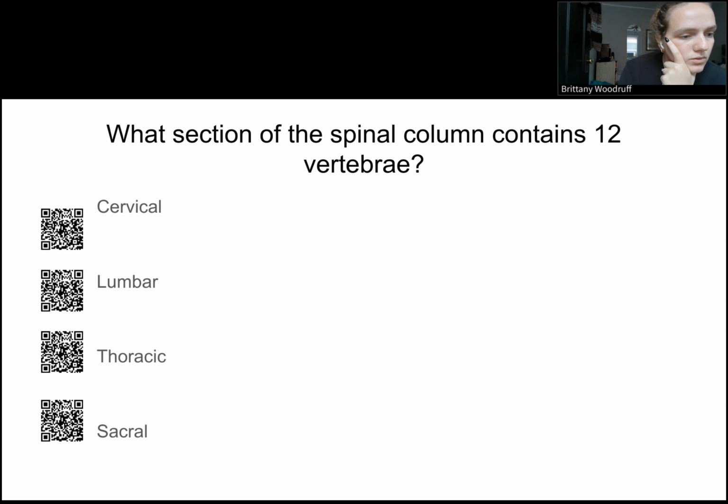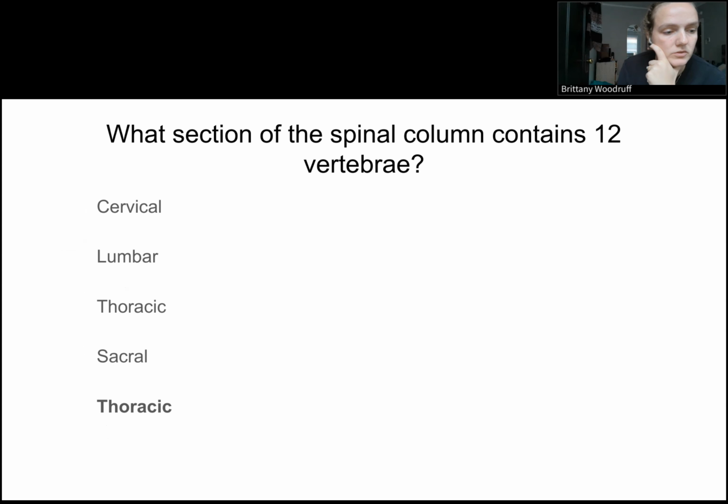Yeah, so the thoracic section is going to contain 12 vertebrae, right? You have 12 ribs, you have one vertebra for each of those ribs.